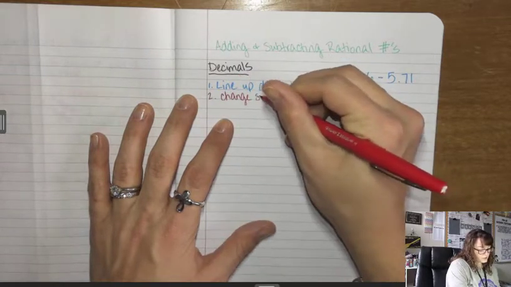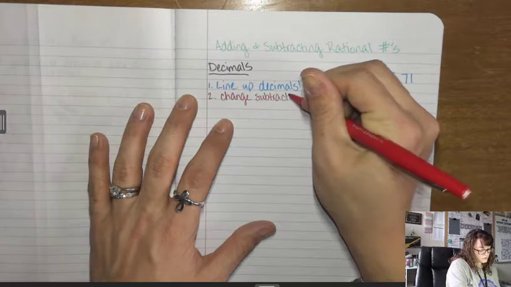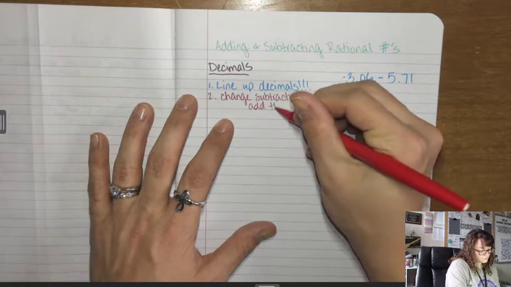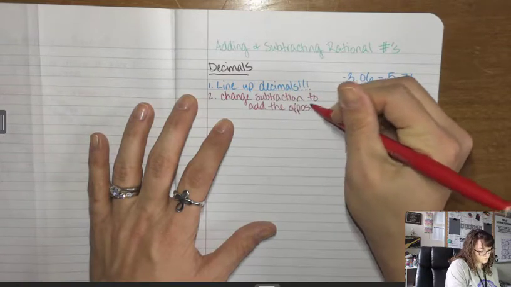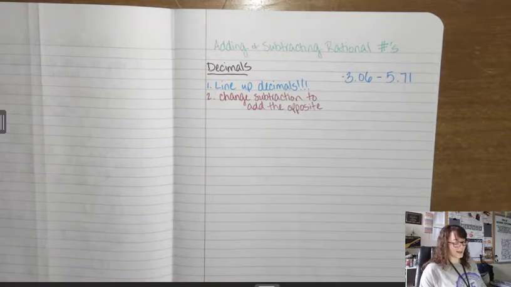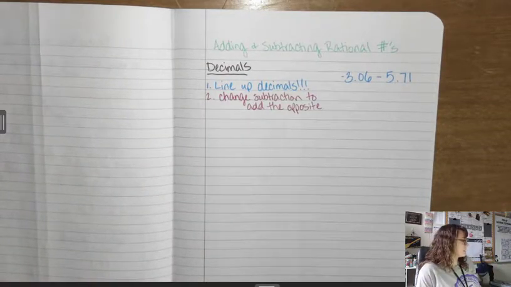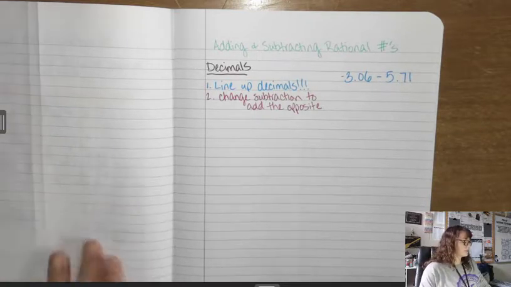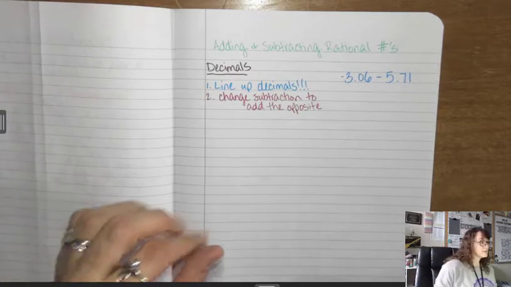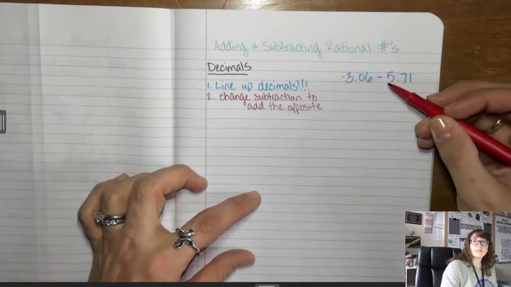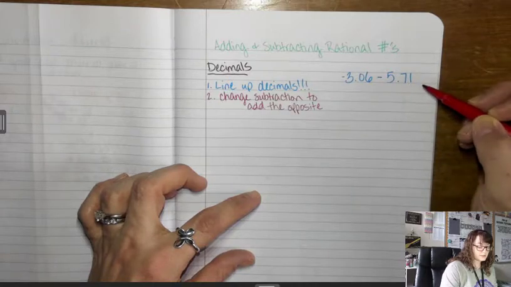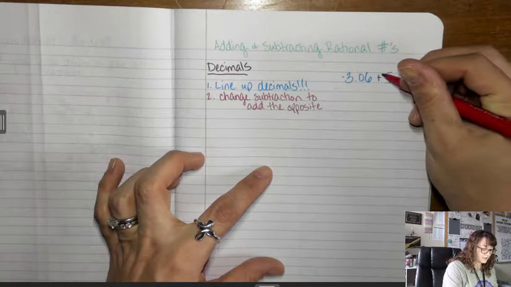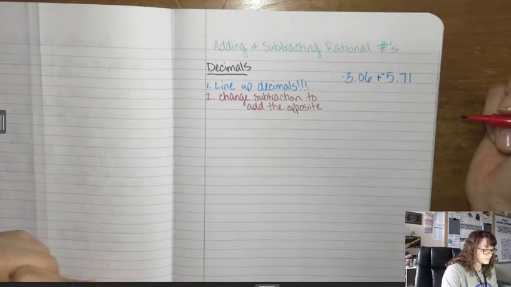Change subtraction to add the opposite. Bang, bang, bam, bam. Keep, change, whatever you call it. I call it add the opposite because that is what it is. So instead of it being minus 5.71, it's going to be what? Adding a negative 5.71.